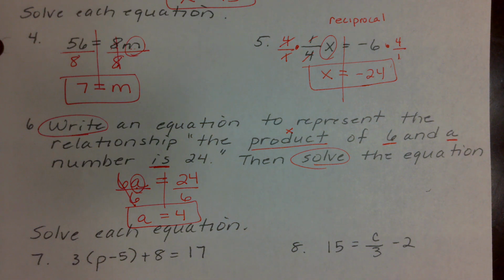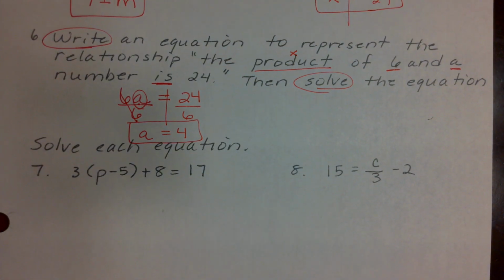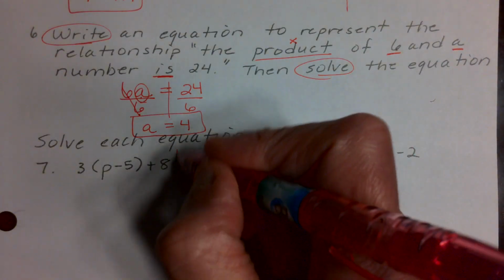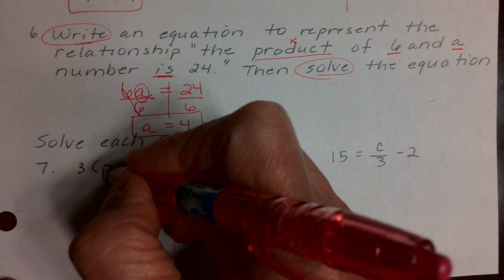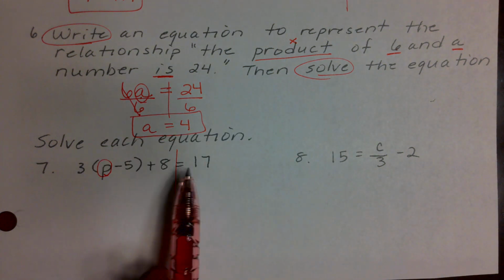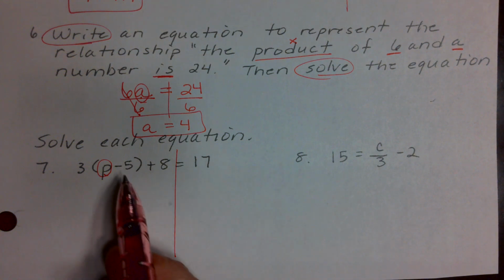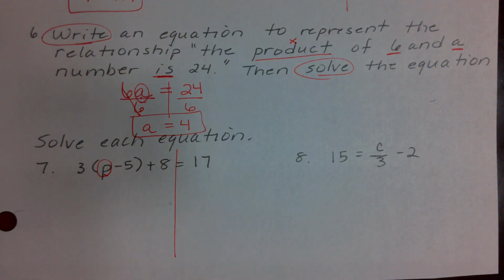Okay, more solving down here. So the techniques are the same, but it just gets a little more complicated. You still draw your line, you look for your variable, and yes, there is only one in here. Sometimes we're going to end up with some on both sides. But first thing you need to do is get rid of the parentheses.